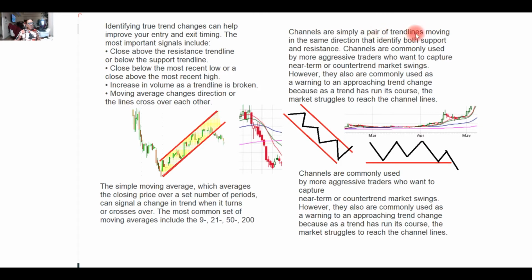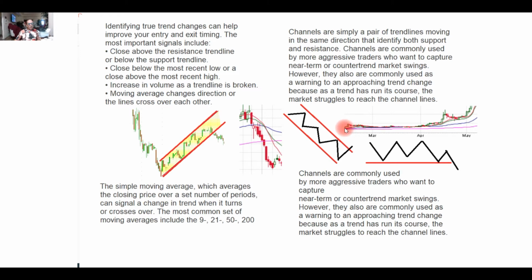Channels are simply a pair of trend lines moving in the same direction to identify the support and resistance. Like this is down, and the price goes this way, but never goes higher than that, and comes back down. So you always get a lower high and a lower low. This is a low, and this is much lower than the next one. Then it goes again, but it's a lower high, and then eventually it might break out. Channels are the same way, similar to this.